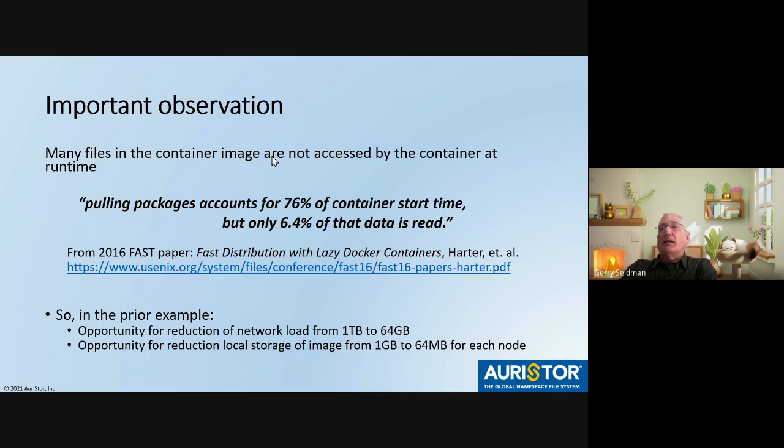So in that prior example, if I'm pushing 1,000 copies of a 1 gigabyte container to 1,000 machines, that 1 terabyte would go down to 6.4 gigabytes, right? And there's an opportunity for local reduction of storage, actually for more than that because the tar files expand. Again, for a single image it's not important, but if I've got a machine with many images, I may have hundreds of gigabytes of actively used container images on a server or a Kubernetes node.